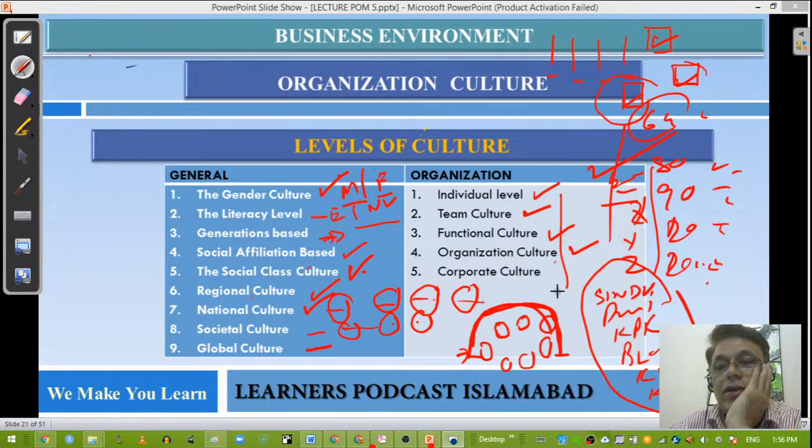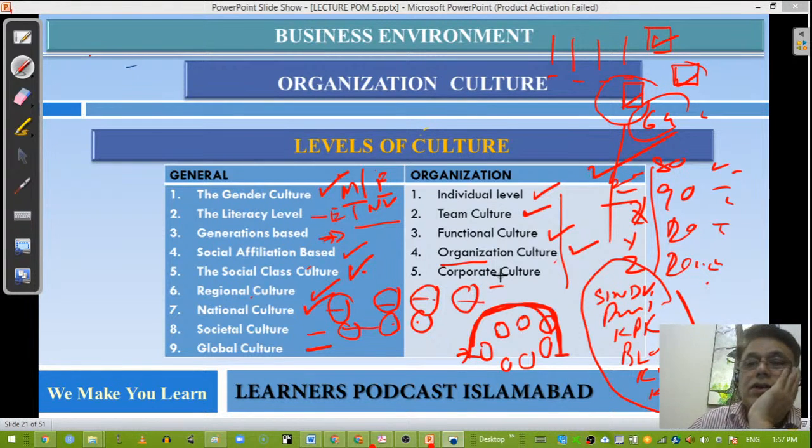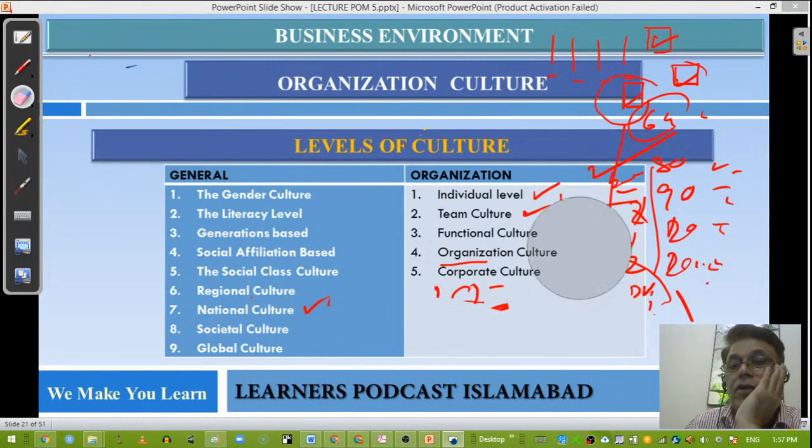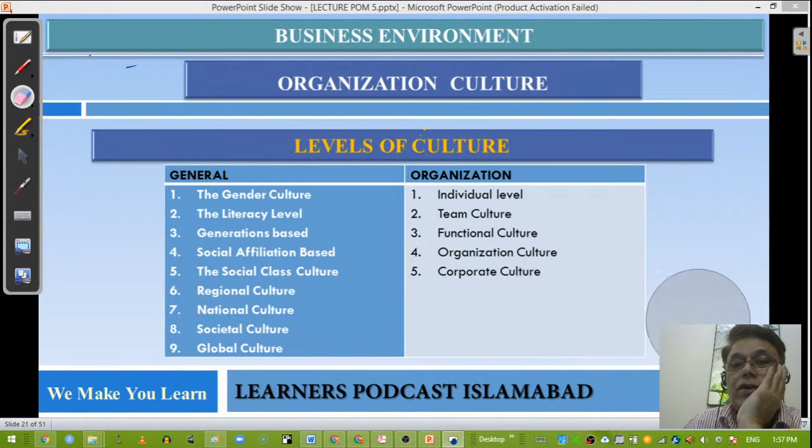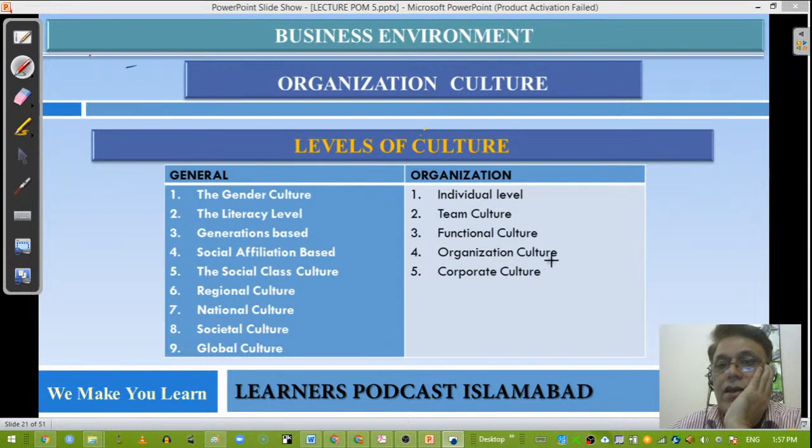Similarly, the organizational level culture, comparing one organization with another organization. Similarly, the corporate culture. A corporate is a combination of different organizations doing different kinds of businesses. One thing is very important to understand: organizational culture cannot be compared with functional culture. Organizational culture will be compared with organizational culture. Corporate culture will be compared with corporate culture, and a team will be compared with another team.